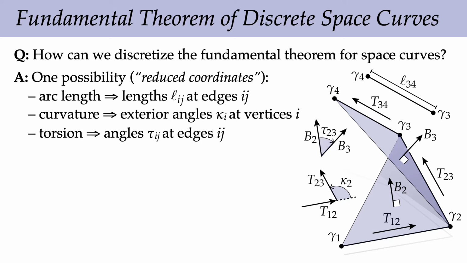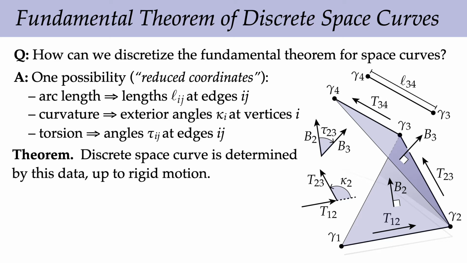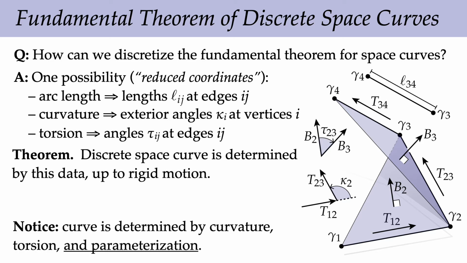Okay? So if we do this, if this is our setup, then we have a theorem that says a discrete space curve is determined by this data, the lengths, the curvatures, and the torsions, up to rigid motion. And you can notice something interesting, something important about this statement, which is the curve is determined, yes, by its curvature and its torsion, but also effectively by its parameterization.